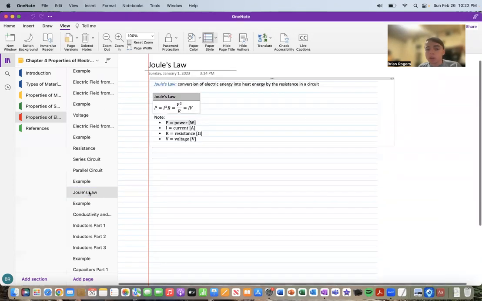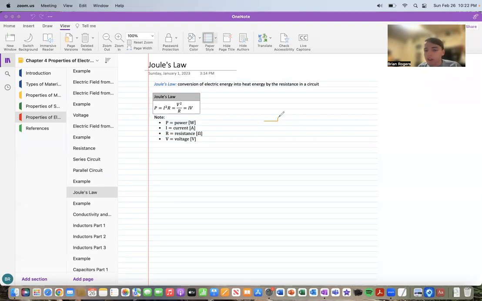And now we're going to talk about Joule's law, which is the conversion of electrical energy into heat energy by the resistance in a circuit. So a resistor, remember how I said that it limits the current flow?